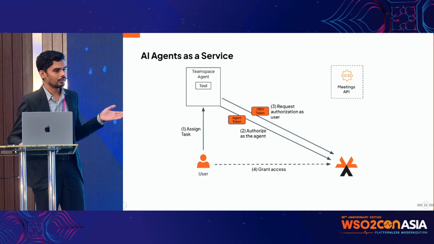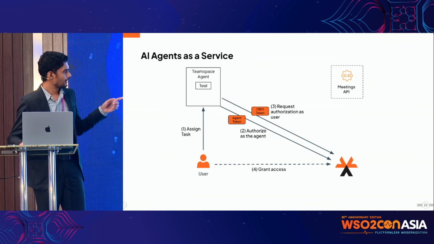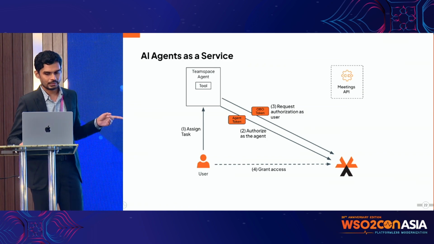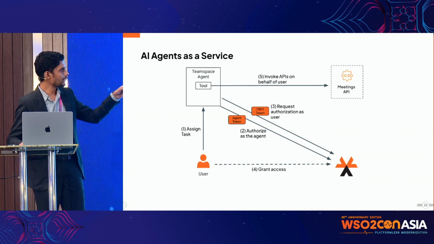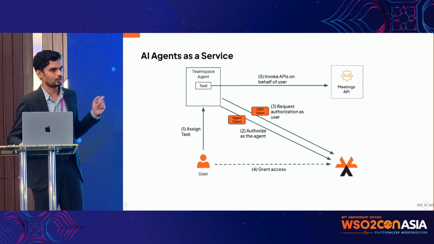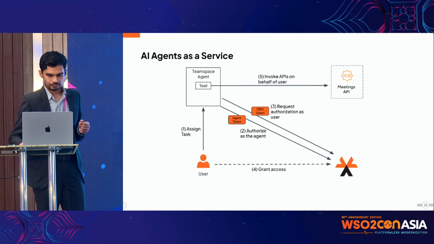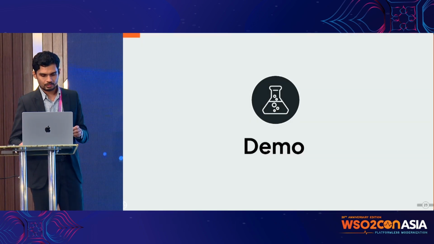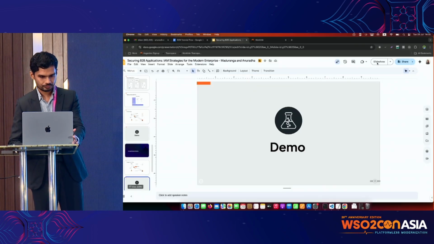So this is done through the OAuth token exchange delegation semantics. So we'll see more details about that later. So once the agent receives this token, it can invoke the meetings API on behalf of the user using that token. So we'll see the demo.